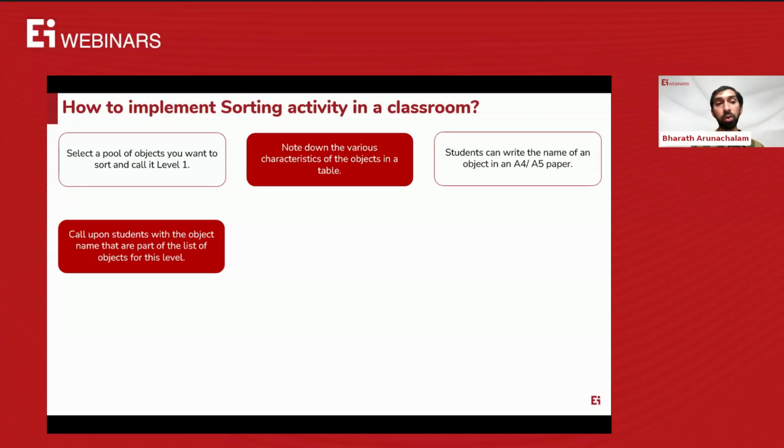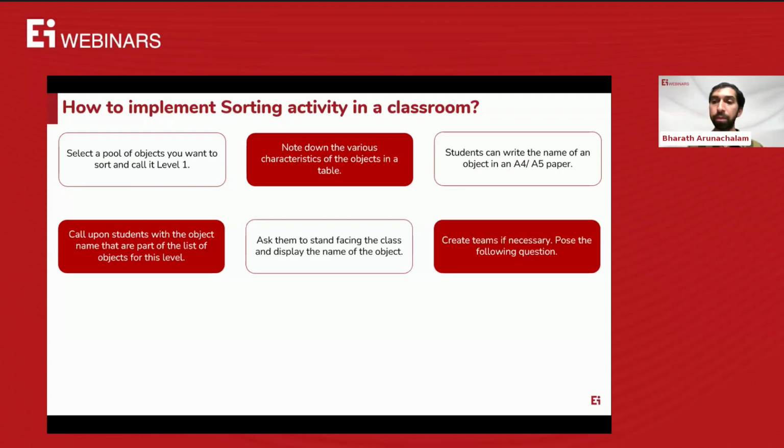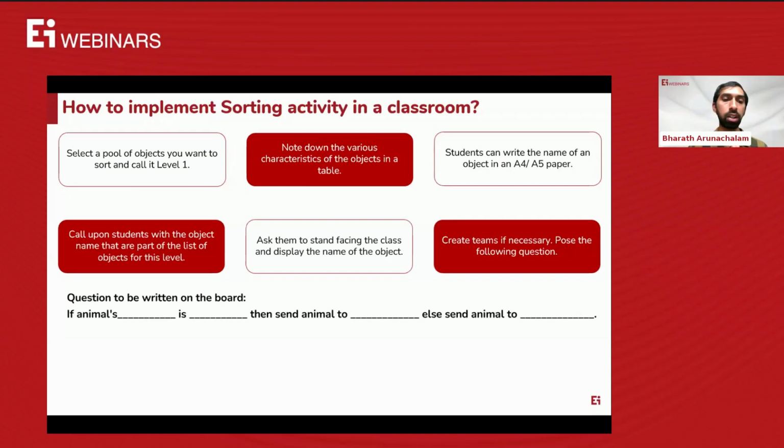And yeah, so you'll have to only call upon those students for which level 1 has those kind of objects. Now, you can ask them to stand facing the class and display the name of the object. And if necessary, you can create teams, and then you can pose the following question. So the question goes like this: if animals, for example, if it is going to be animals, then you say animals. If not, whatever objects you've selected, you can fill it there. If animals dash is dash, then send animal to dash, else send animal to dash. So this is basically the if-else statement that is broken down into a fill in the blanks.